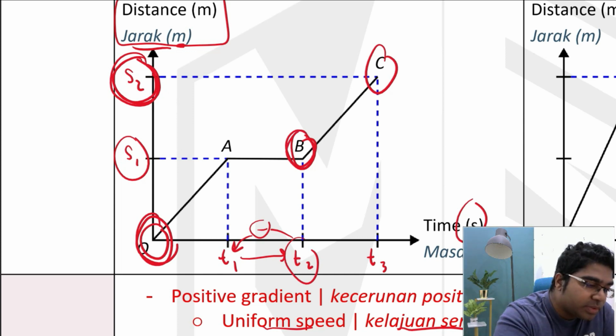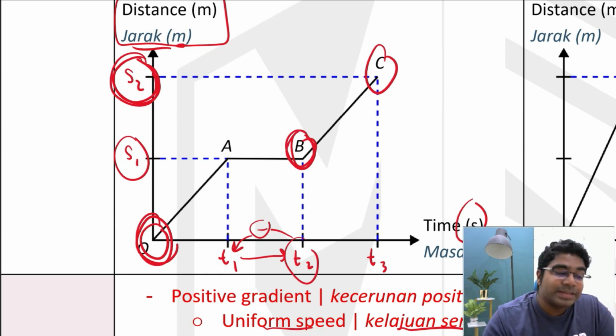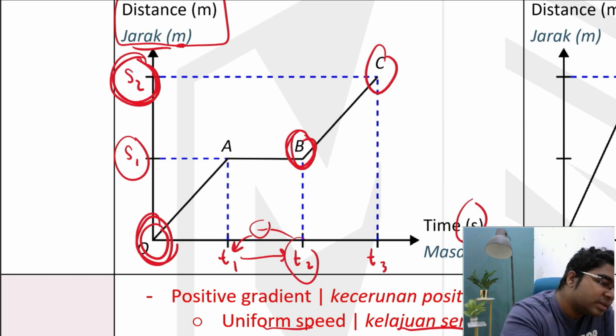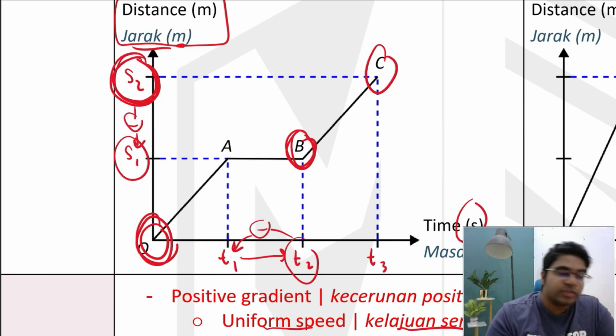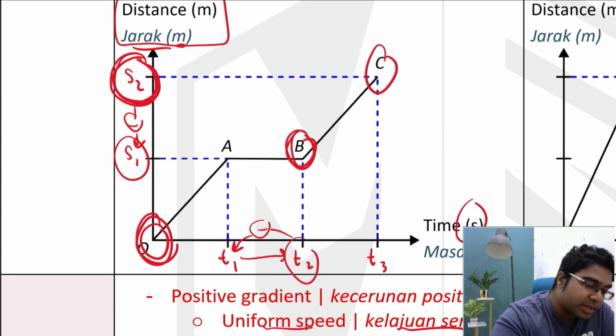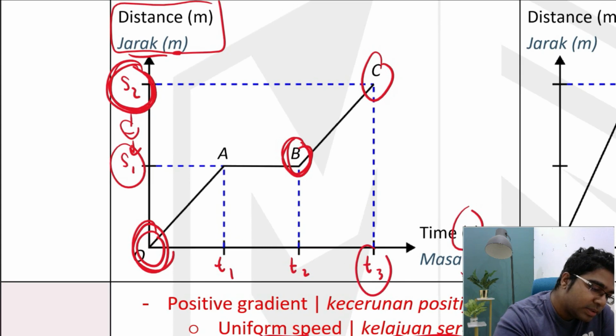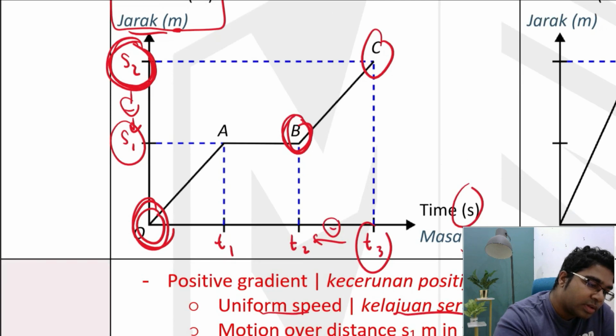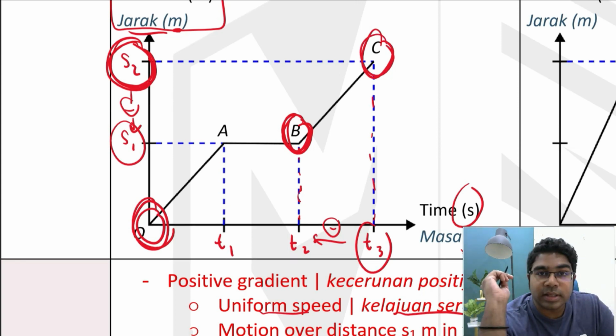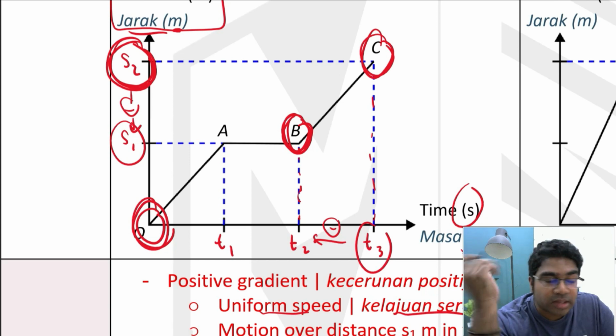But what about from B to C? Macam mana pula dari B ke C? So, how to get the distance? Kita ambil S2 dan kita tolak S1. You take S2 and you minus S1. That is the distance move. Bagaimana pula dengan tempoh masa? Sama macam dulu lah. Time period is the same as earlier, isn't it? So, we'll take T3 this time minus T2 because at T2 it is at B, T3 it is at C. Masa T2 dia dekat B, T3 dia dekat C. So kita tolak untuk dapat tempoh masa.